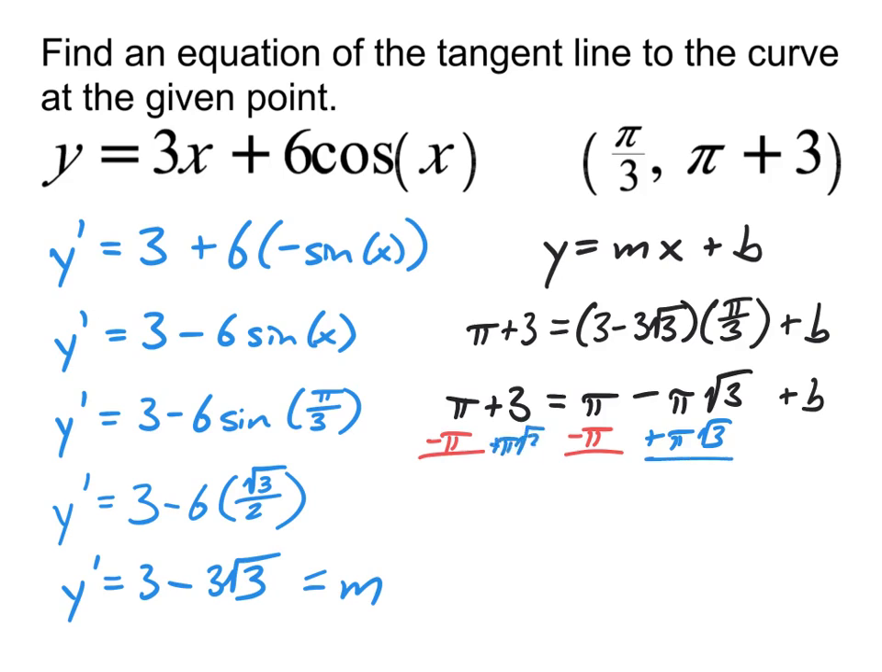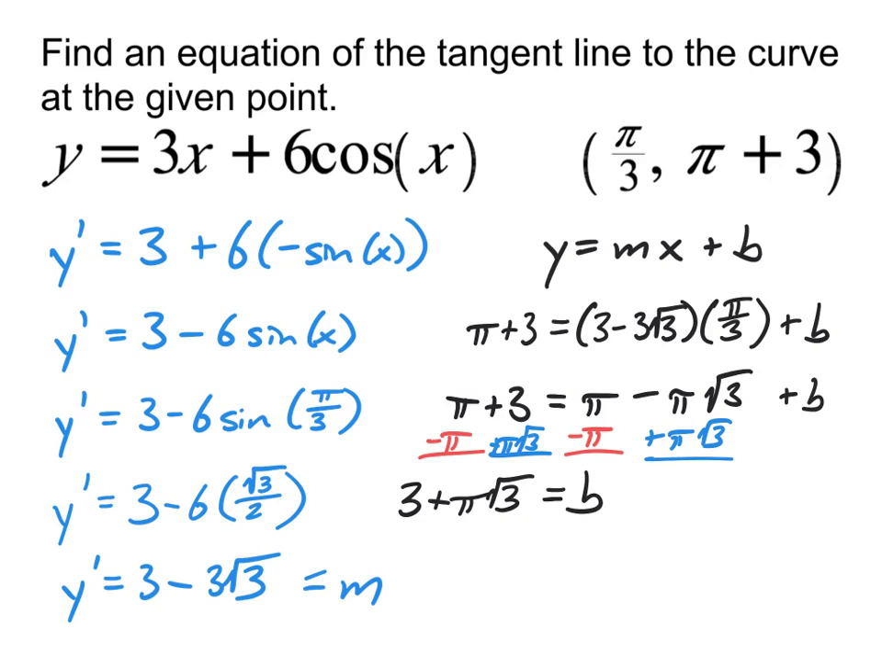Now, the pi root 3, of course, is not a like term with the 3. So after we work that through, we're just going to end up with 3 plus pi root 3 equals b. But now that we've done that, we have our y-intercept. So the last step now is just to write the final equation of the tangent line.